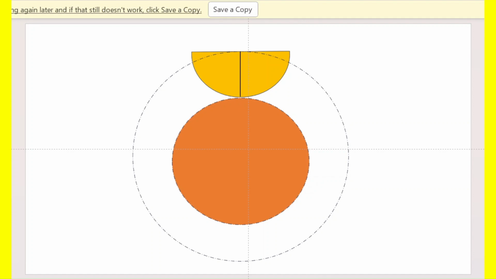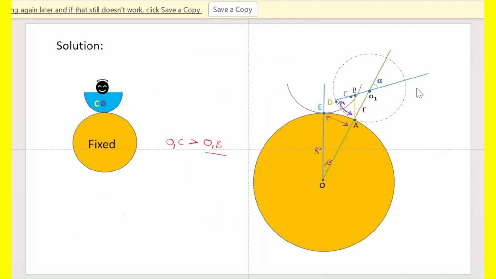Okay, now come to the solution. O is the center of the fixed sphere. O1 is the center of curvature of the hemisphere. Only you have to take here half. The remaining I just completed, but you have to take only up to half. O1 is the center of curvature of the hemisphere, and O is the center of the fixed sphere.